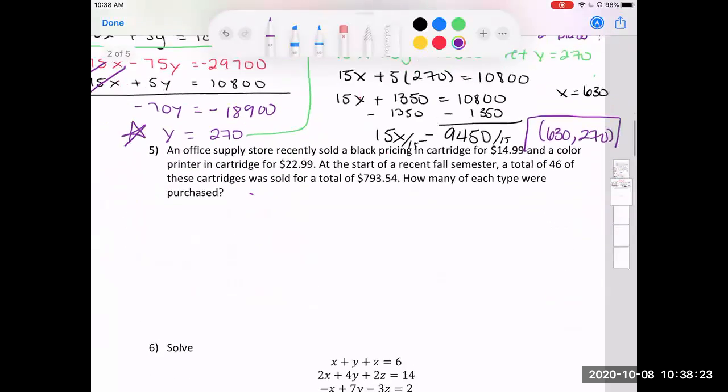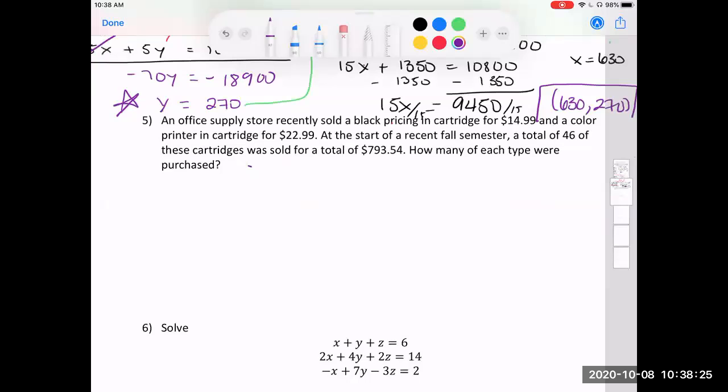Next question. I have a word problem. An office supply store recently sold a black printer ink cartridge for $14.99 and a color printer ink cartridge. I think I meant ink cartridge, but it autocorrected. Ink cartridge for $22.99. At the start of the recent fall semester, a total of 46 of these cartridges were sold for a total of $793.54. How many of each type were purchased?